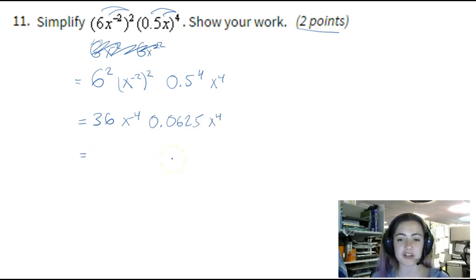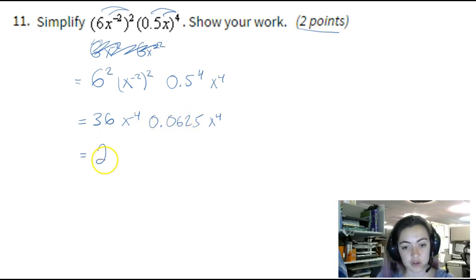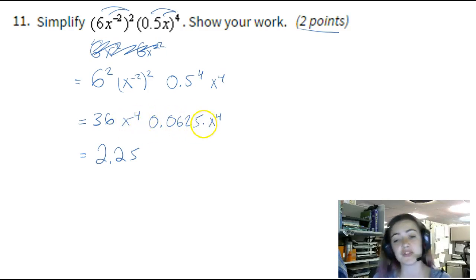So when we start combining like terms, let's combine our numerals. So 36 times 0.0625 is 2.25. And remember, when you are multiplying exponents with the same base, so they both have the base of x, you add their exponents. So negative 4 plus 4 is 0. So anything to the 0 power is 1. So really there are no more x's here, so our final answer is 2.25.